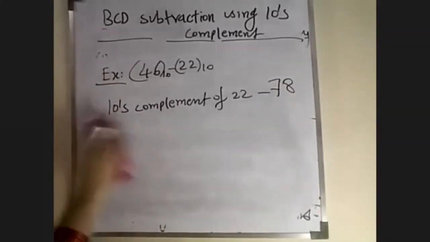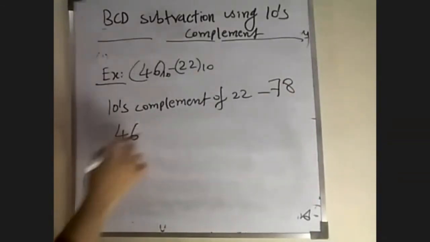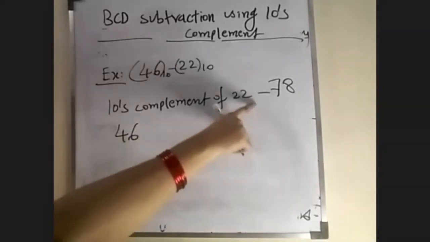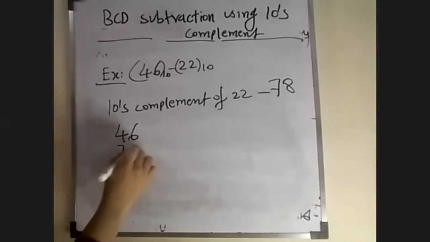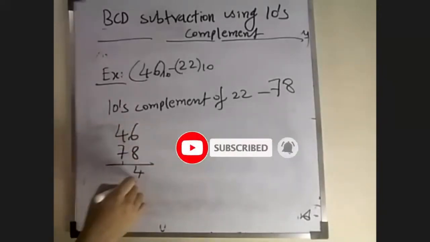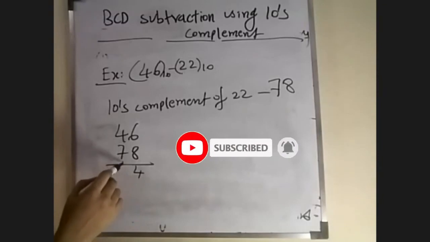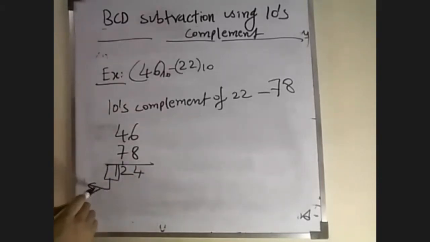Okay. Then the next step is to take the tens complement of 22 and add it to 46. 46 plus 78. So 6 plus 8 is 14, right? Here 7 plus 1 is 8, 8 plus 4 is 12. If any carry is generated, discard that carry. Is it clear? If any carry is produced, discard that carry.